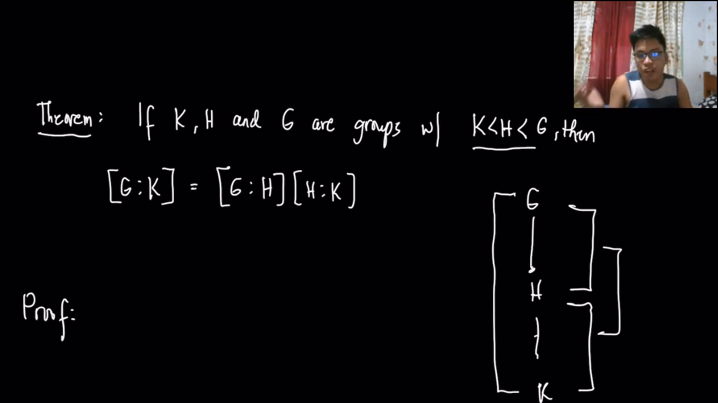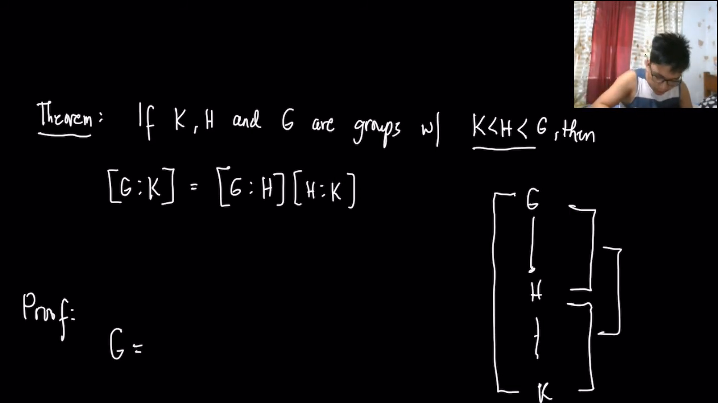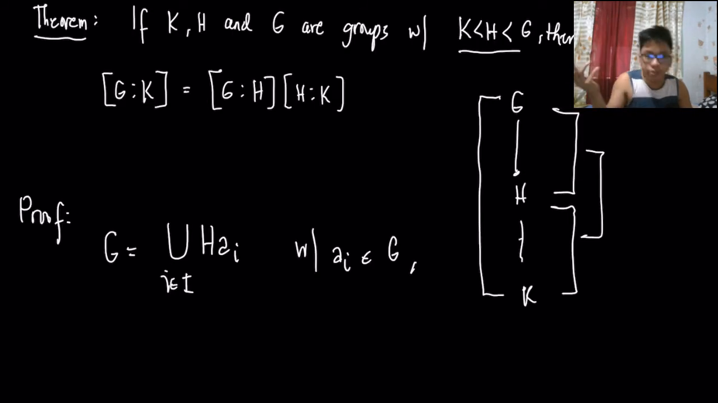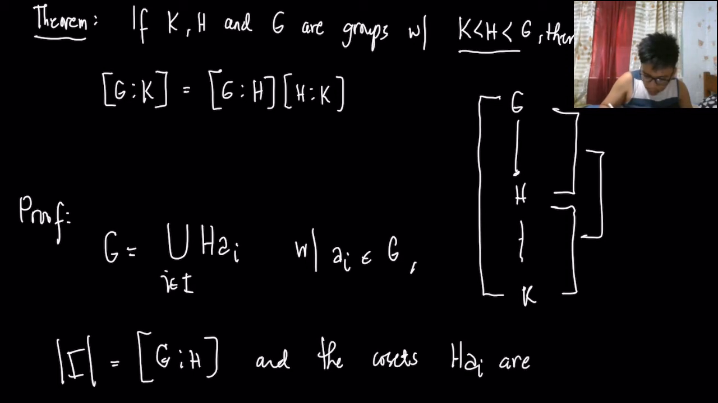Observe that we discussed in the previous video, so you might want to check the thumbnail here, that your G is basically the union of the right cosets H a_i, with a_i in G. The cardinality of I, which is basically the number of indices, is the index of H in G. And the cosets H a_i are mutually disjoint.